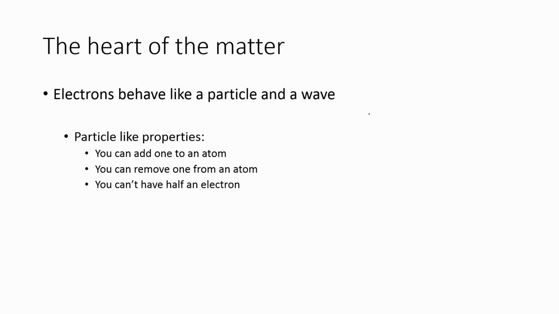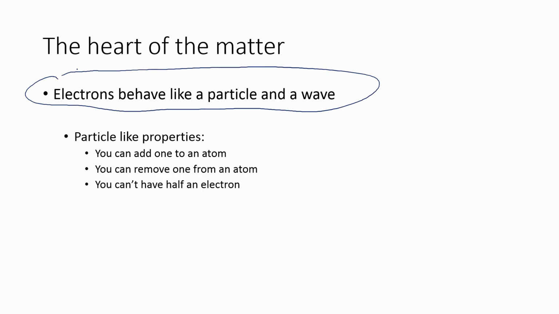Alright, so what's the issue here? The issue is that electrons behave like particles and they behave like waves. Okay, so we've seen some particle-like properties of electrons. You can add them to an atom, you can take them away from an atom, you can't have half an electron. That's a particle-type property, right?